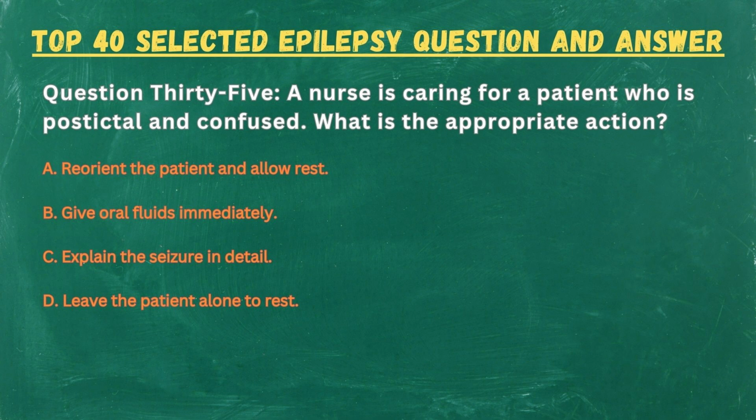Question 35. A nurse is caring for a patient who is postictal and confused. What is the appropriate action? A. Reorient the patient and allow rest. B. Give oral fluids immediately. C. Explain the seizure in detail. D. Leave the patient alone to rest. Answer: A. Reorient the patient and allow rest.